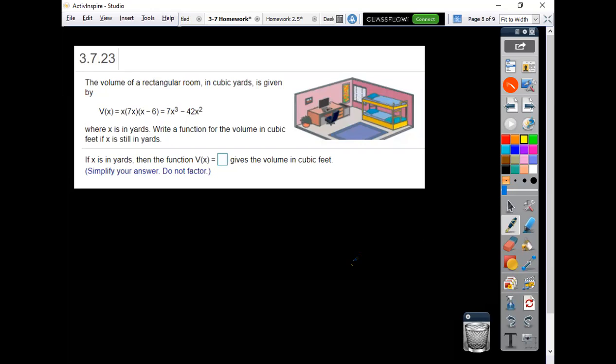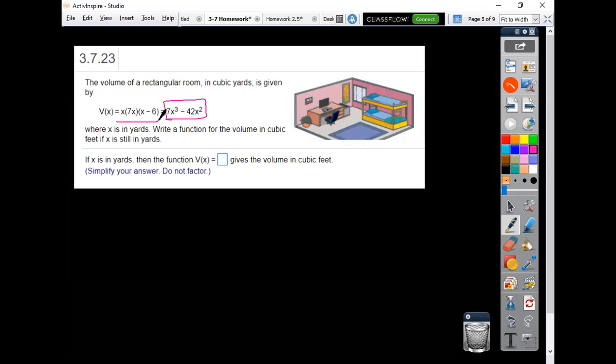Okay, this problem is 3.7.23. I've seen a couple different ways to work this problem. It says you have this rectangular room, length, width, and height, or whatever variations of those words you like to use. And when you multiply those three together, you get volume, right? So like length, width, and height. And so my overall volume is here.